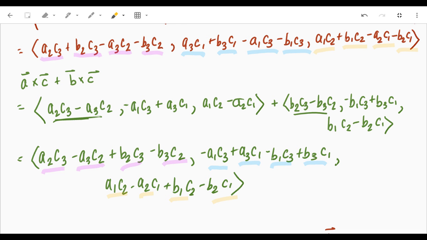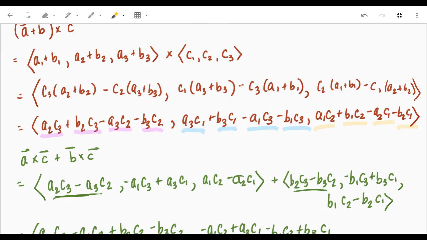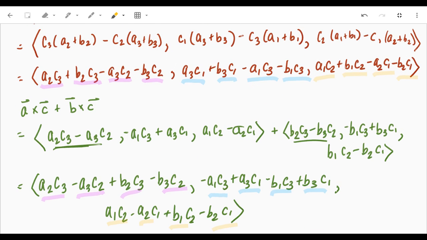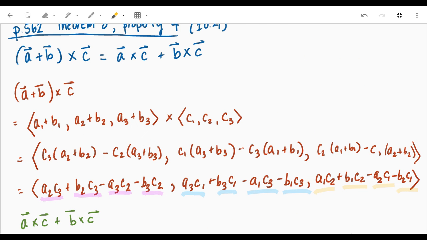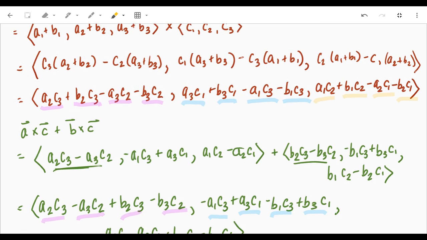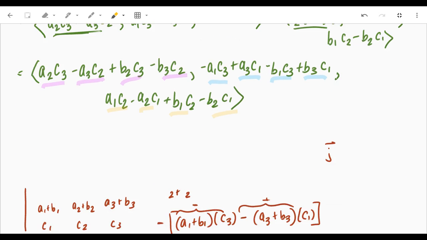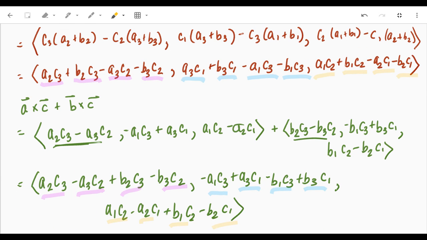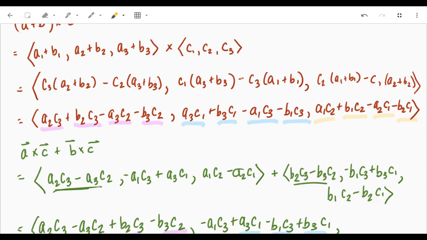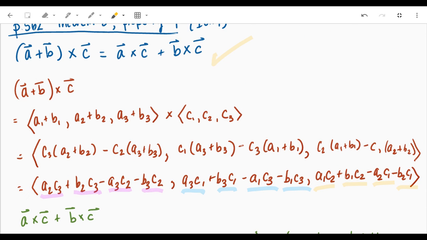Okay, so I showed that I could manipulate the left-hand side to equal the right-hand side, and I then verified that property is true without plugging in any numbers. I have shown that it's true for any three vectors A, B, and C, and that's what you need to do.